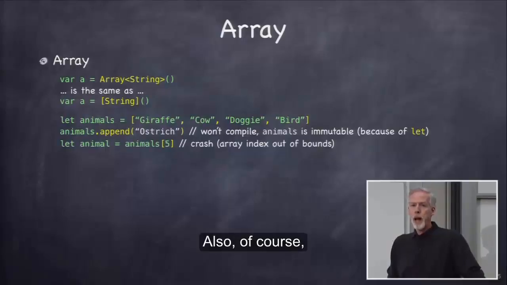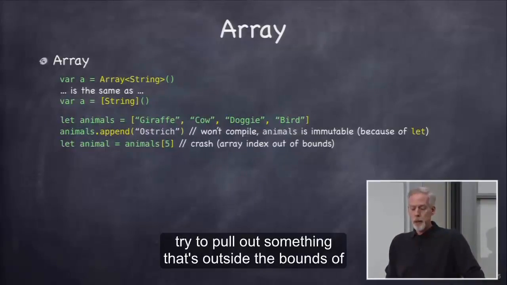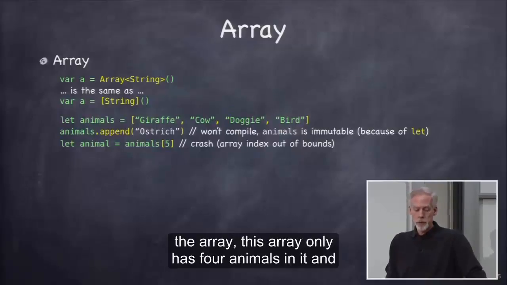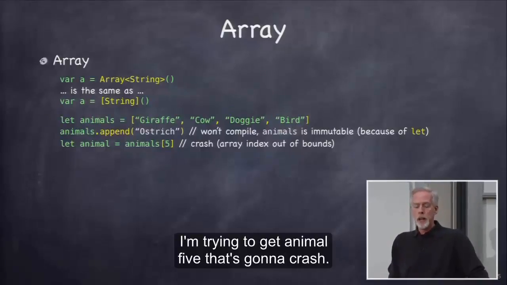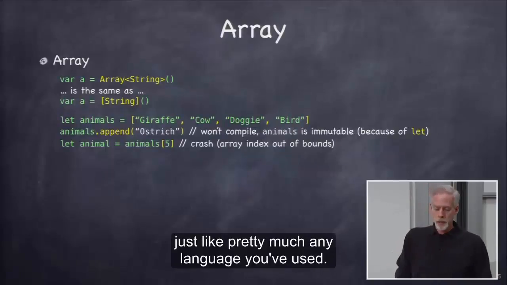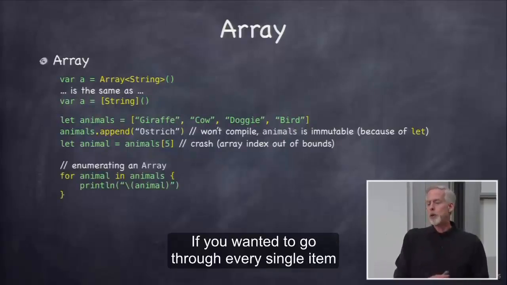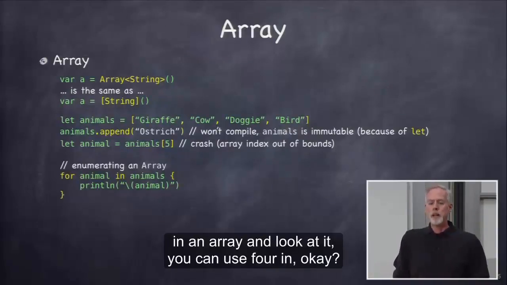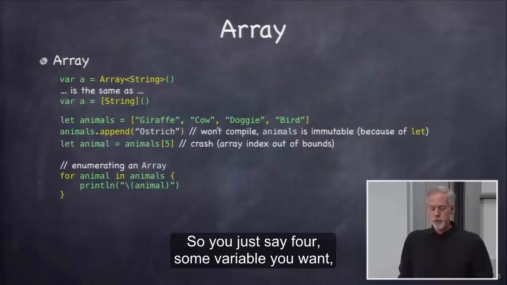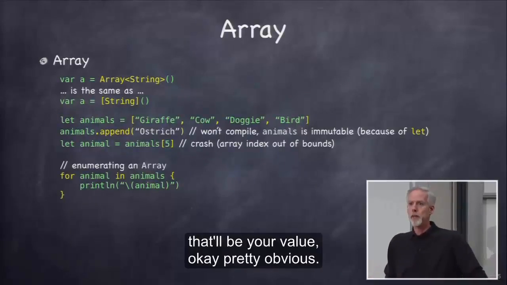Also, of course, if you access an array with the square brackets and try to pull out something that's outside the bounds of the array, this array only has 4 animals in it and I'm trying to get animal 5, that's going to crash. Array index out of bounds, just like pretty much any language you've used. How to enumerate an array. If you wanted to go through every single item in an array and look at it, you can use for in. Okay, so you just say for some variable you want in your array, and then inside there, that'll be your value. Okay, pretty obvious.